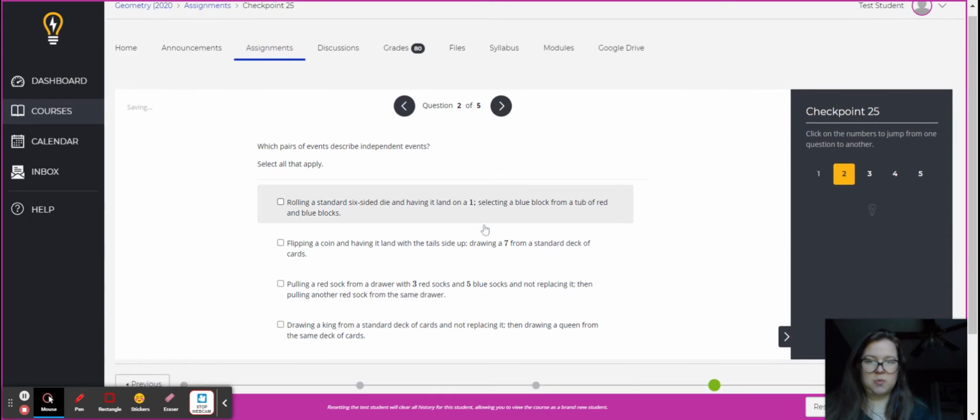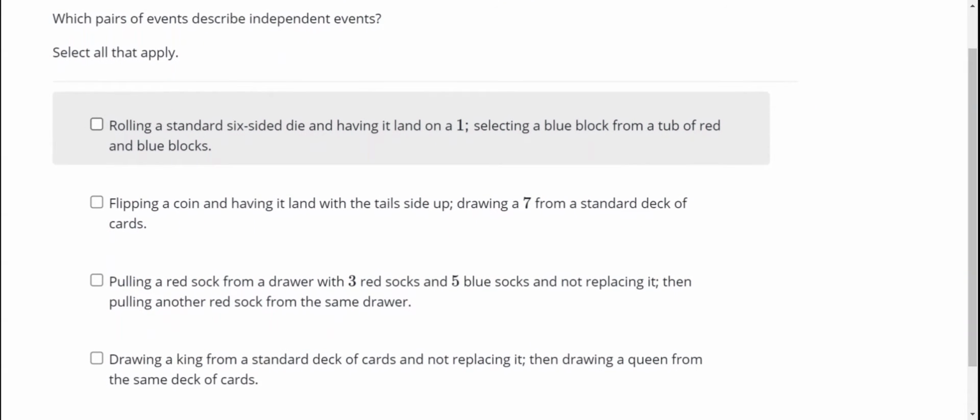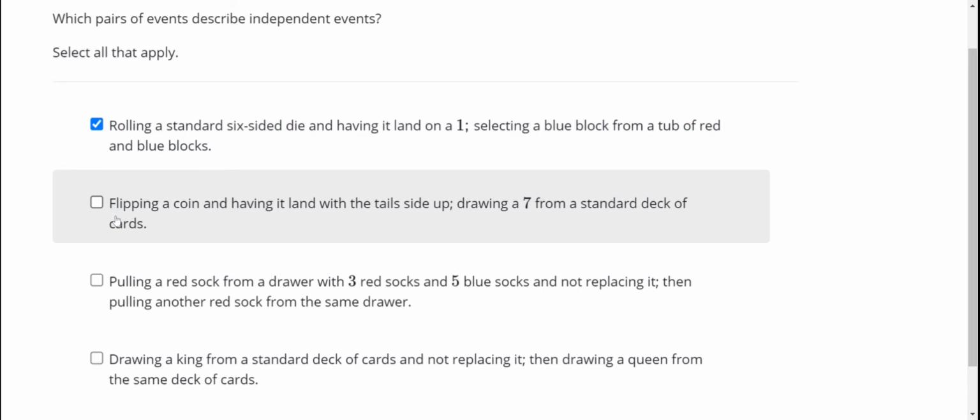Next one. So which pairs of events describe independent events? So remember, this is when we're looking for things that are not replaced. So rolling a standard 6-sided die and having it land on a 1, and then selecting a blue block from a tub of red and blue blocks. So nothing about replacing, so we're good. Flipping a coin, that's good. Drawing a 7 from a standard deck of cards, that's good.